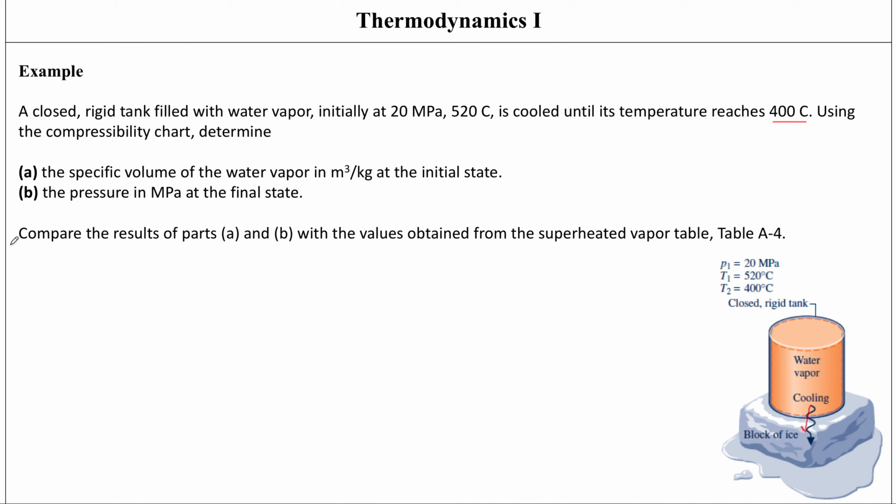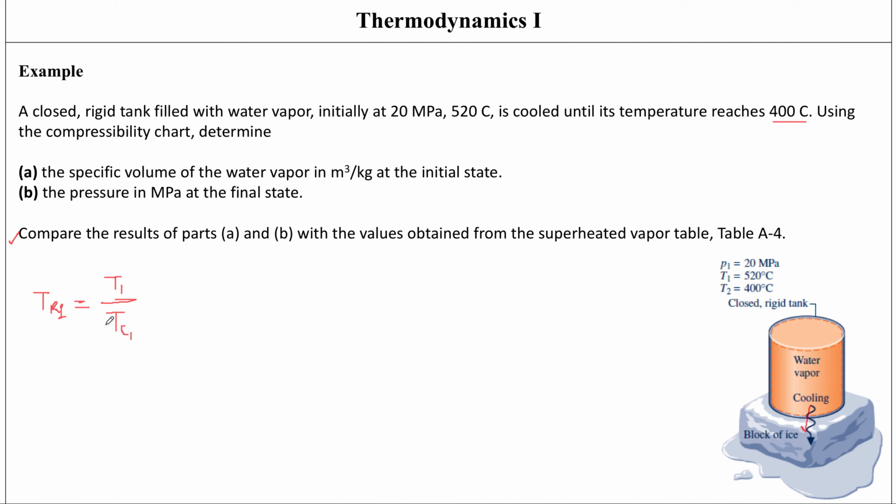And then I'm going to leave this part for you to do yourself. You have to compare the values that you find here to the values that you would obtain for the same problem if you did it by using the superheated vapor table. For this, I would need to find out, first of all, at the initial state, the reduced temperature. I'm going to call that TR1, and that is equal to T1 divided by TC at 1, which is the critical temperature at 1.